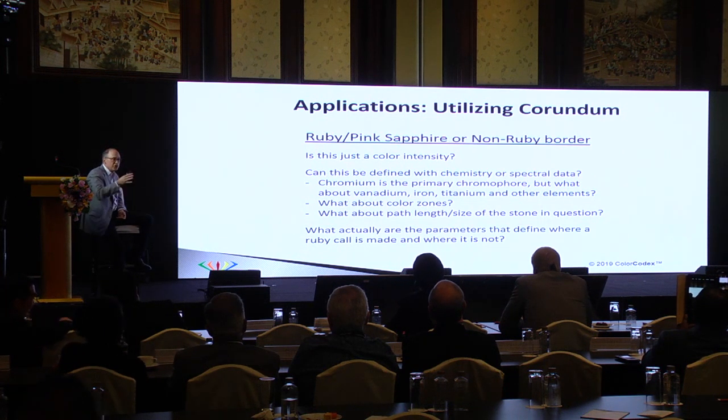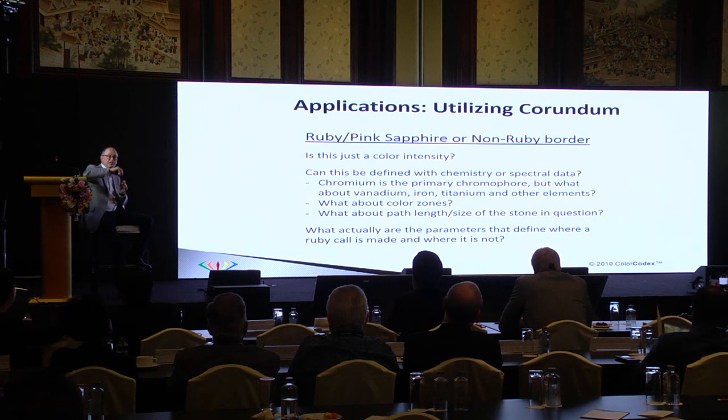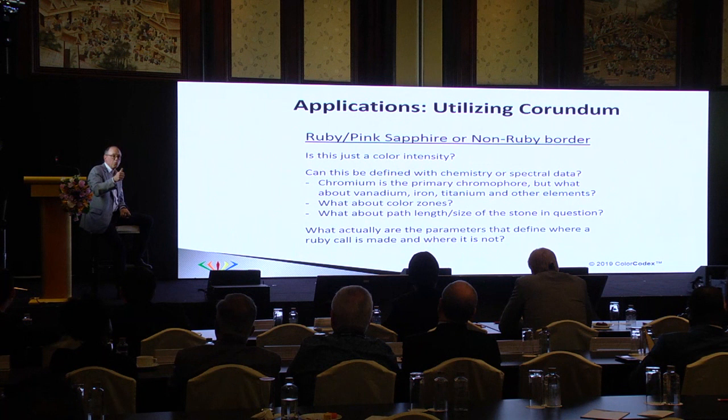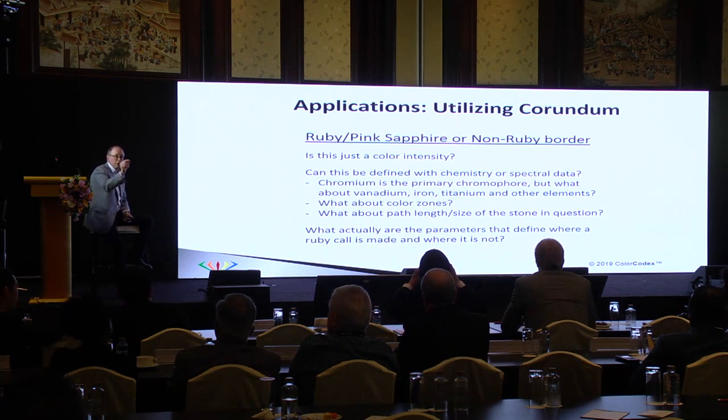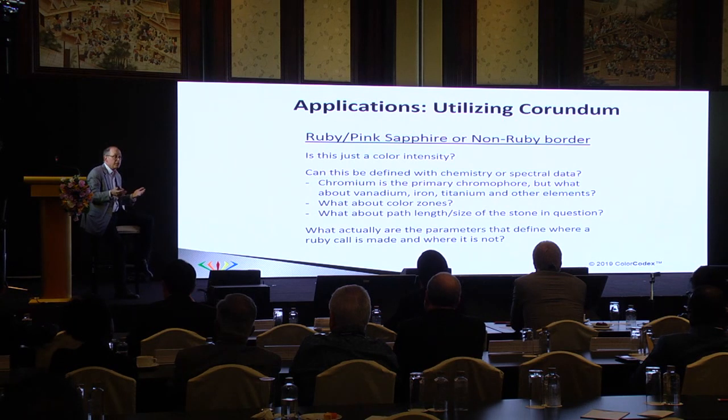Because is this just a color intensity issue? For those of you who remember, the ICA put together several years ago a ruby-pink sapphire master set. They used Verneuil synthetics. This was one particular hue of red, or pink to red, where you saw the intensity graduation where they suggested a border. And so is that the only consideration?